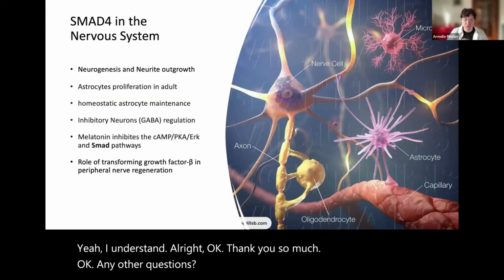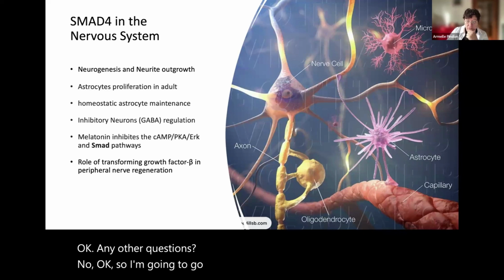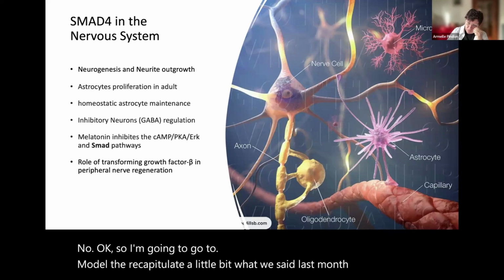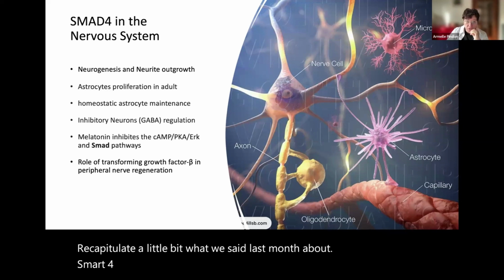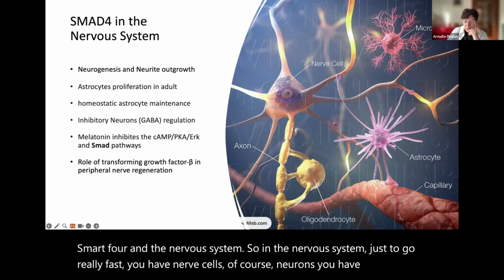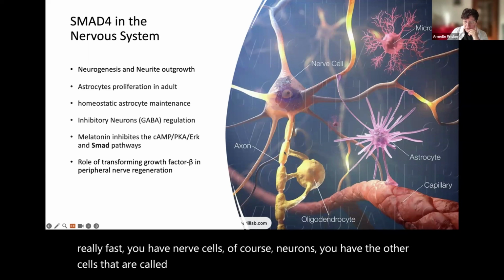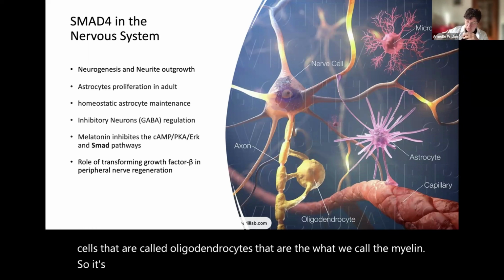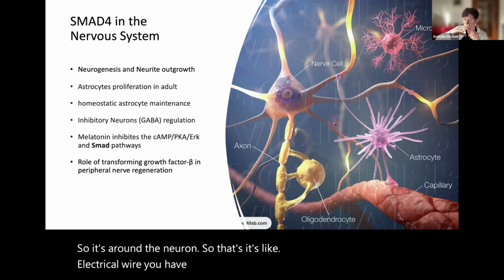Okay, so I'm going to recapitulate a little bit what we said last month about SMAD4 and the nervous system. In the nervous system, just to go really fast, you have nerve cells, of course, neurons. You have other cells called oligodendrocytes, which make what we call the myelin. It's around the neuron, like electrical wire: you have the wire inside, and the plastic outside.